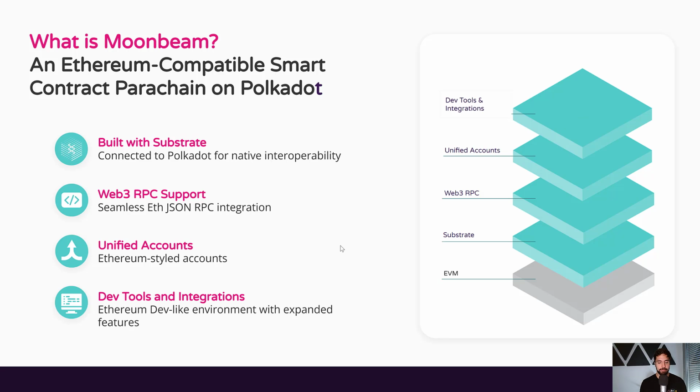And last but not least, our team and community have worked tirelessly to bring the whole Ethereum dev-like environment with expanded features. So you will find things like Chainlink oracles, Moonscan, The Graph, and a Gnosis Safe friendly fork. All the tools that an Ethereum developer or a project expects out of an EVM compatible blockchain, they'll find on Moonbeam, and we take that as priority one. If there's an integration that a project requests, we'll work with the Moonbeam Foundation to make sure we can bring that integration to Moonbeam.